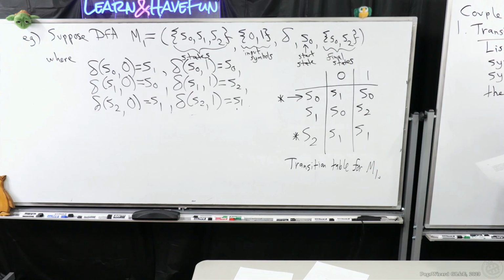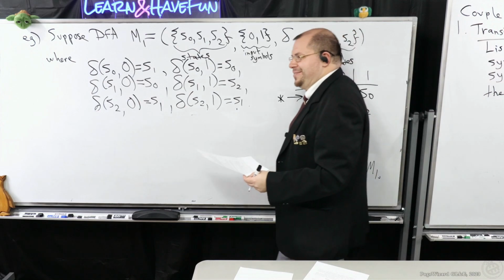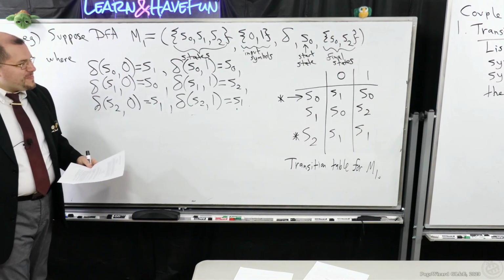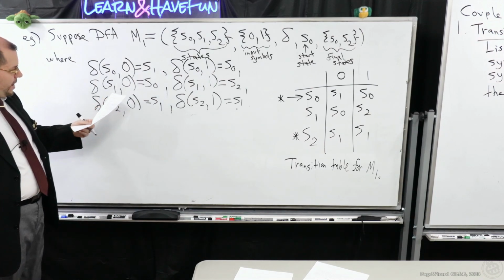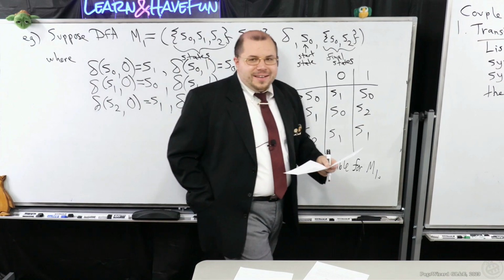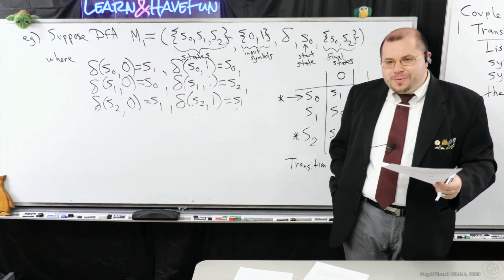Are there any questions about the transition table? Is Dan saying weird stuff again? I think I transcribed them all correctly. Okay, if I don't have any questions, why don't we proceed?